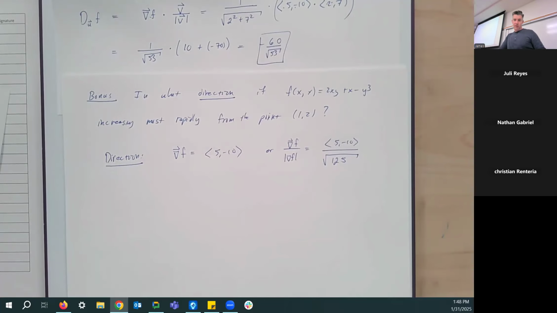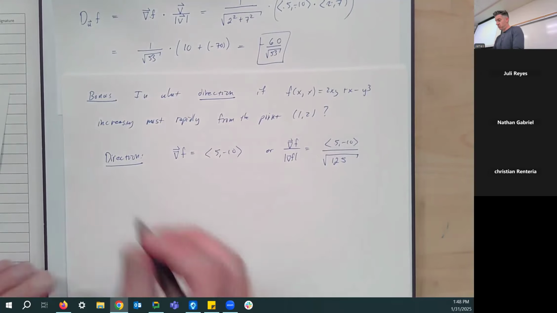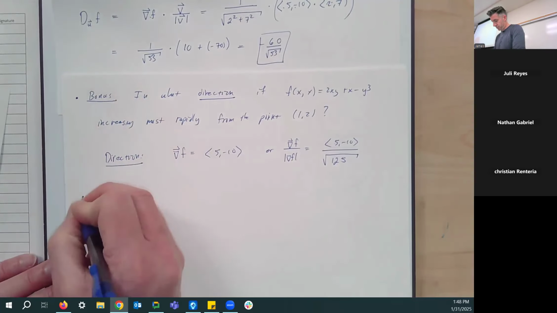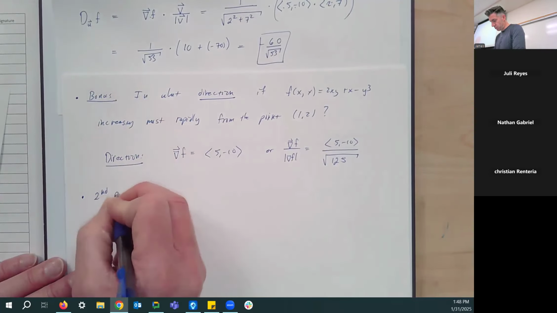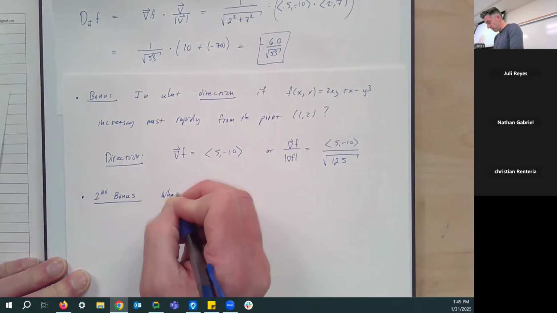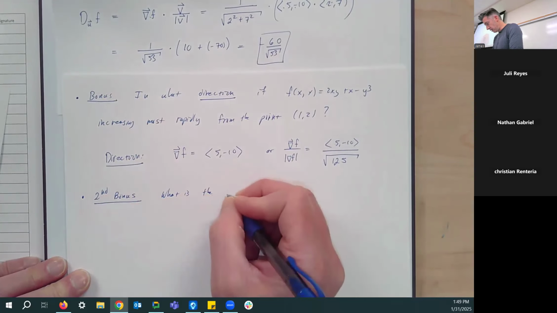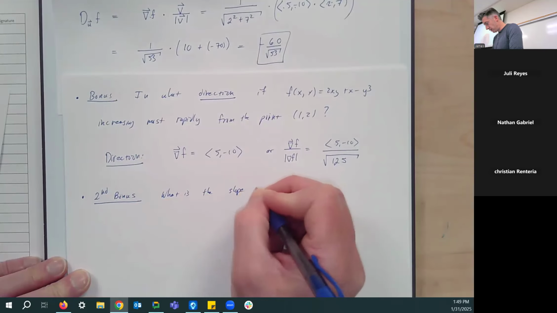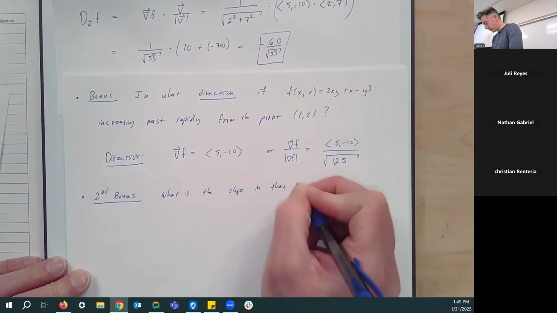Someone said, I think the quiz had 2 problems that showed both cases of directional derivative problems. All right. And then bonus question. How steep is the slope in the direction of maximal increase? Second bonus. It's like second breakfast. What is the slope in that direction?